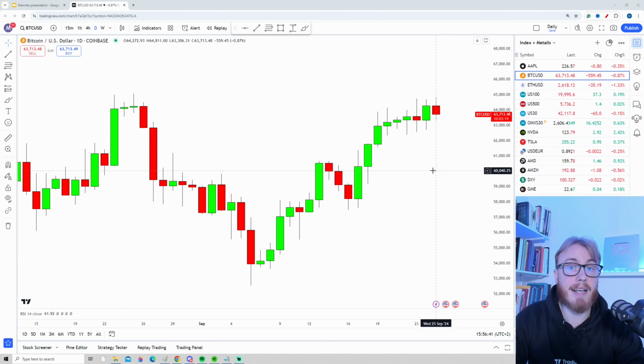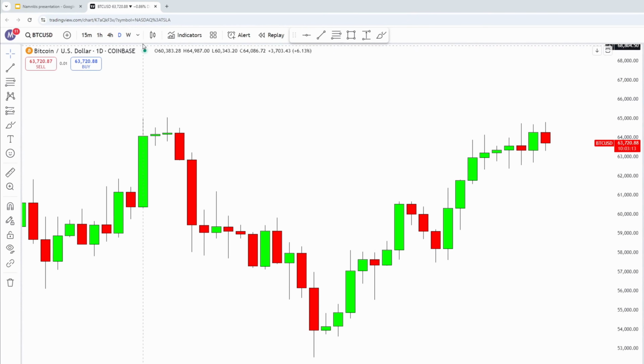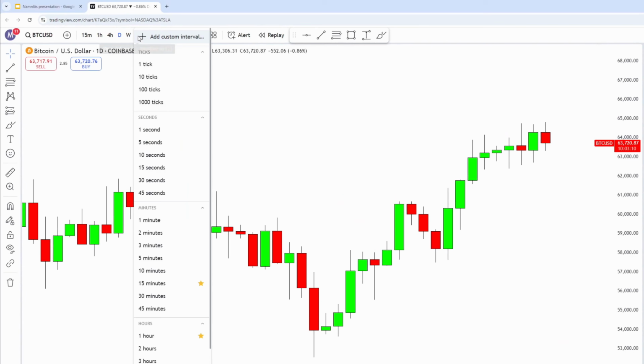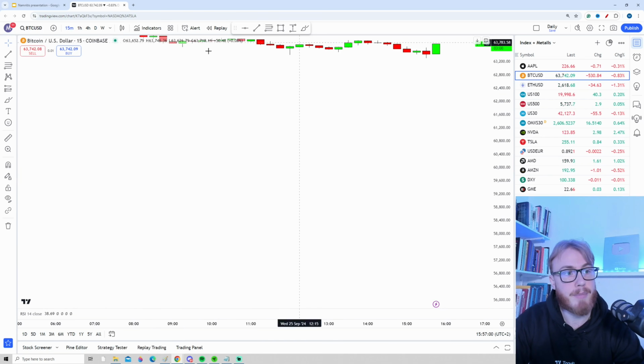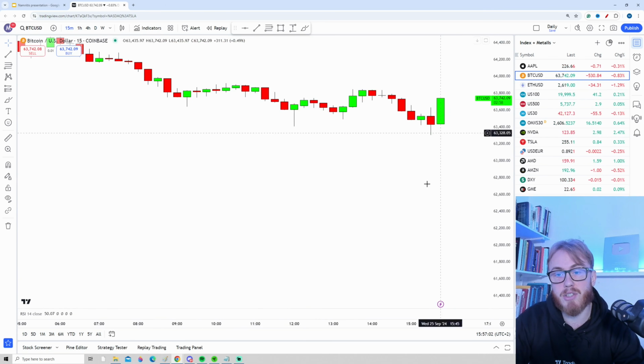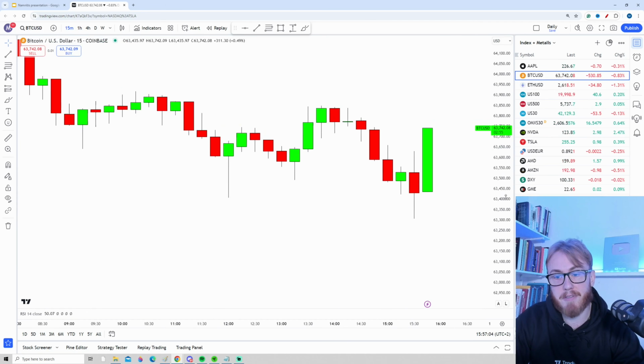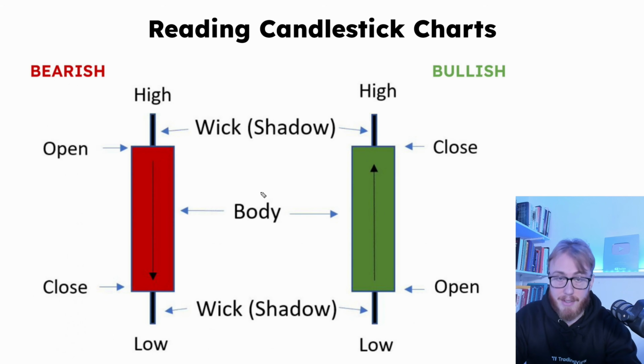And to change the length of the candles, or in other words, to change the time frame, what we basically do is that we go up here to the upper left corner, we press on this button right here, and here you can see that we have multiple different time frames. So if you, for example, go down here and press on 15 minutes, now every candlestick on this chart will represent 15 minutes. But now the candlesticks consist of a few different parts.